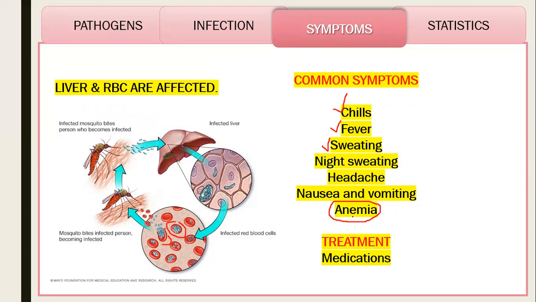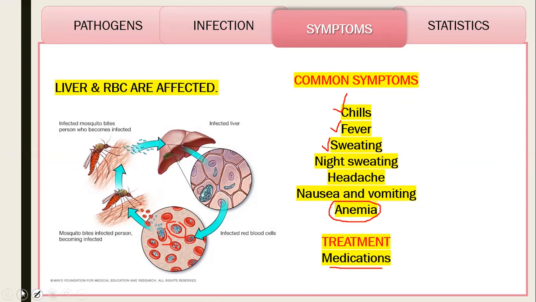And of course, there is a treatment for this disease, and there are lots of medications and drugs that can be used to treat the illness. That's why in developed countries, we don't have much prevalence of malaria, but again in underdeveloped countries where there is poor medicine maybe.